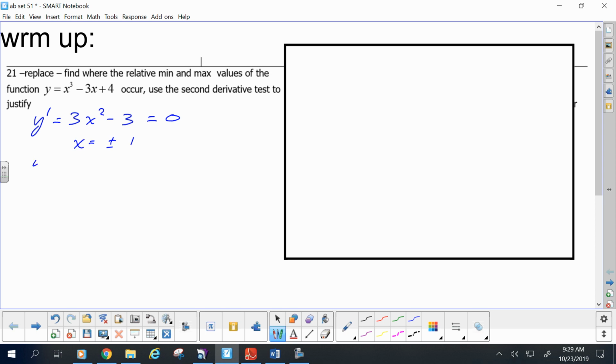Find the second derivative. Second derivative is 6x. Okay, cool. Now, what do I do with that? You plug 1 and negative 1 into the second derivative. All right. Negative 6 and 6. So when I see the second derivative at 1 is 6, what kind of little picture does that paint then?